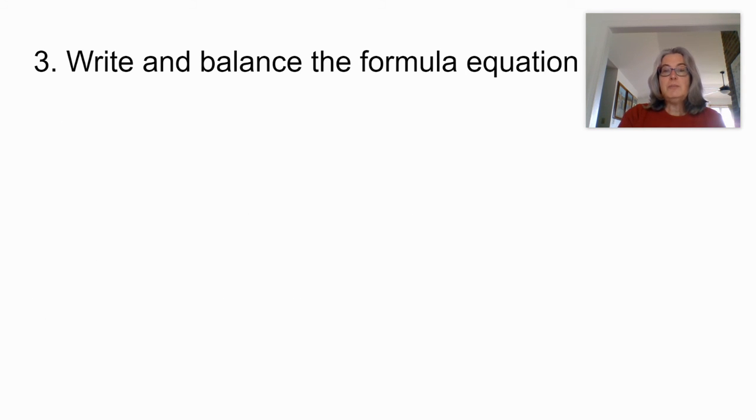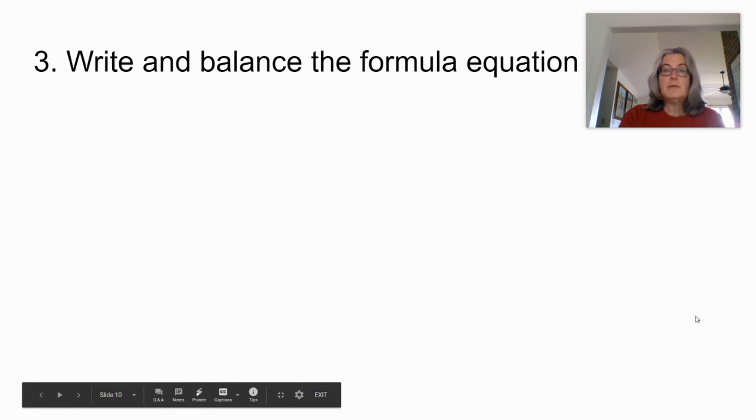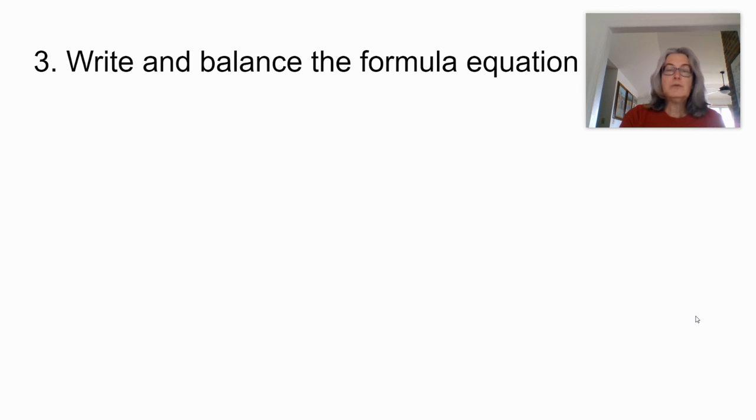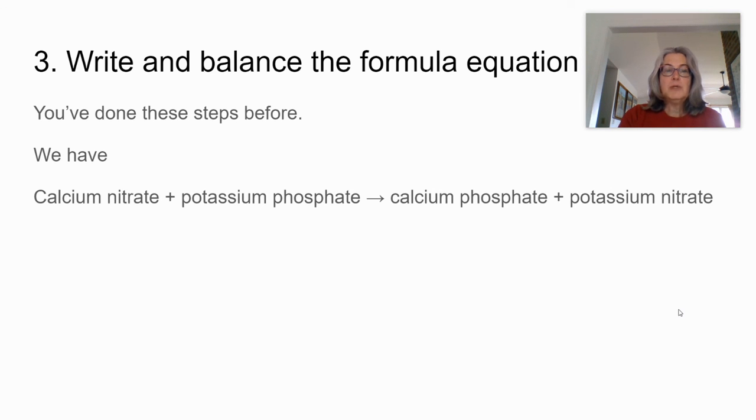All right, so then write and balance the formula equation. This is using skills you already have. For writing formulas for ionic compounds, you need to identify the names of the ions and then use the charges of the ions to figure out what the formula has to be to make it charge neutral. So we have calcium nitrate plus potassium phosphate gives calcium phosphate plus potassium nitrate. So we're going to find calcium, nitrate, potassium, phosphate, and then we're going to see how they have to combine.